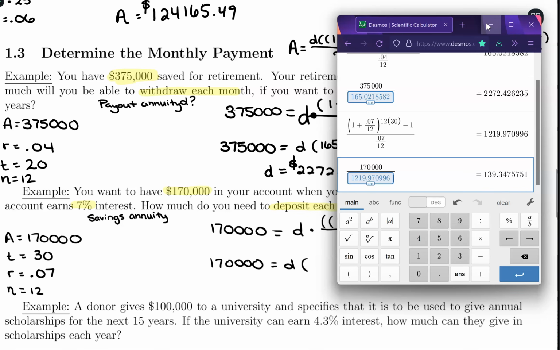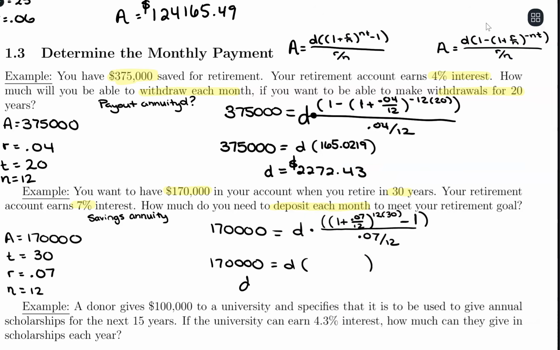139.35 is our value for D. So D equals 139.35. So if we deposit about $139 each month for 30 years with this account, we should be able to get to our savings of $170,000.